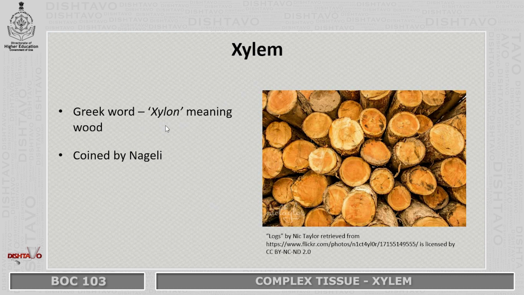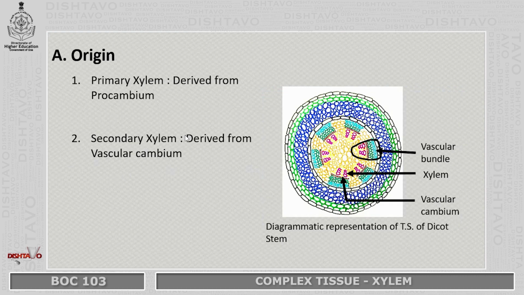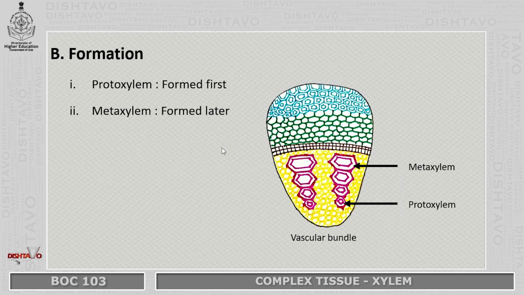Now, the word xylem is derived from a Greek word xylon, meaning wood. That is basically due to the secondary growth that is seen by the xylem, and the term was coined by Nageli. When you study the xylem with respect to origin, you will see two different xylems: primary xylem and secondary xylem. Primary xylem is derived from the procambium, whereas the secondary xylem is derived from the vascular cambium, that you can see in the diagram over here.